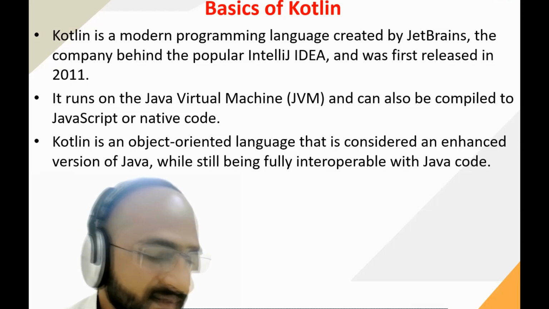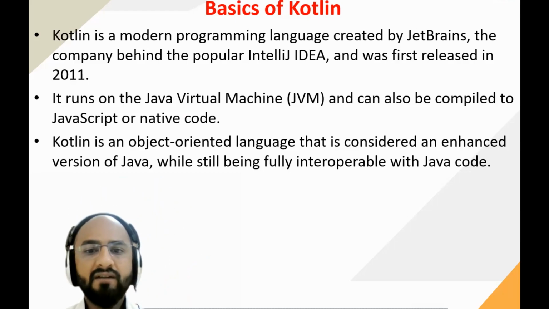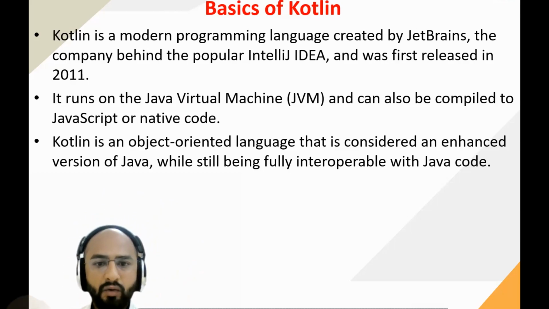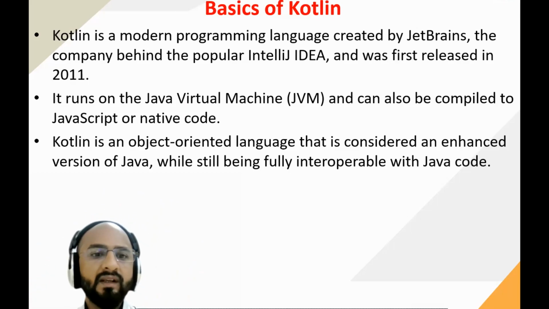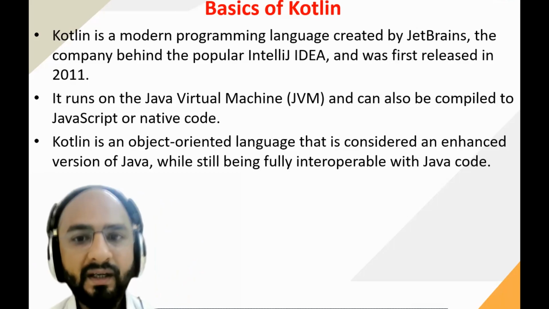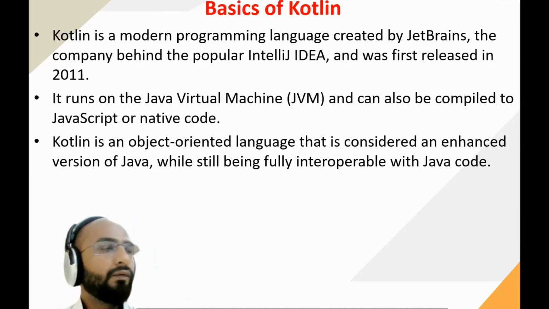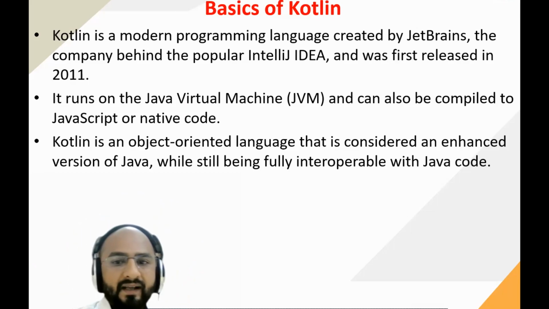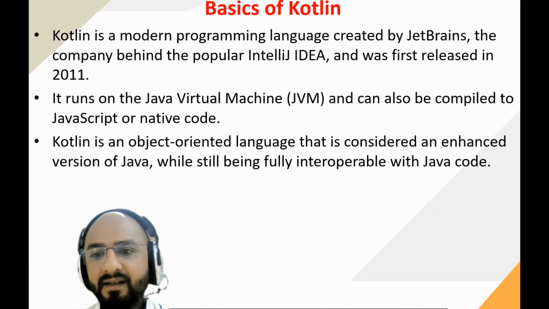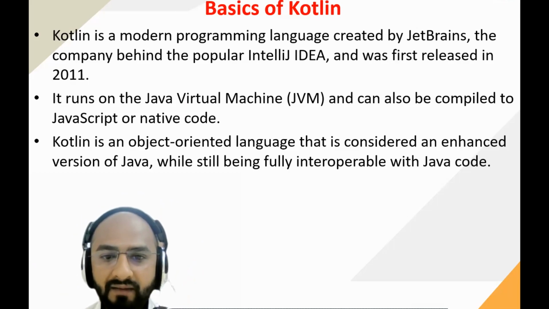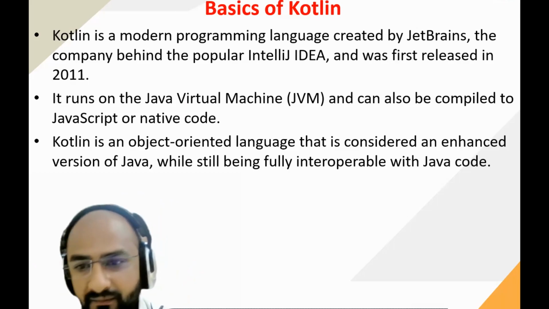But the concept is that Kotlin runs on the JVM. There is a Java virtual machine, and on that virtual machine, Kotlin will be running. It can also be compiled to JavaScript or native code. Kotlin can be compiled for JavaScript and for native code also. Kotlin is an object-oriented language that is considered an enhanced version of Java, while still being fully interoperable with Java code.